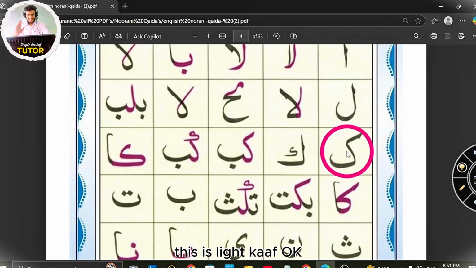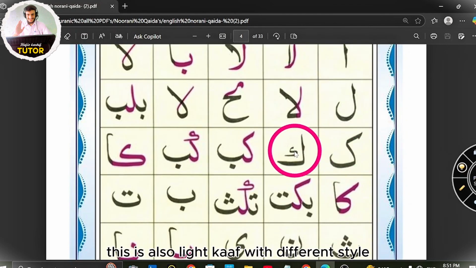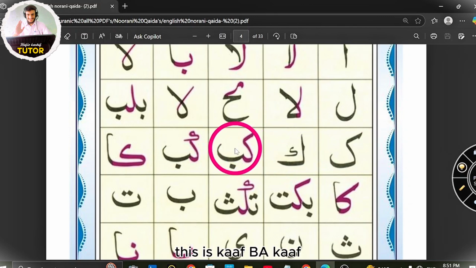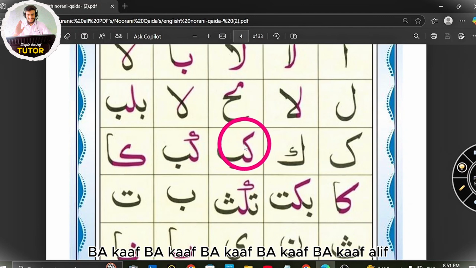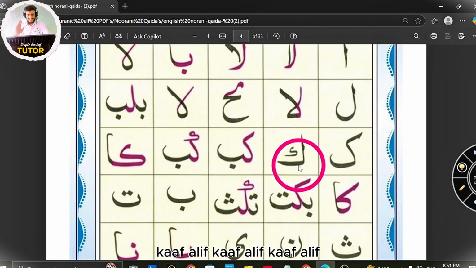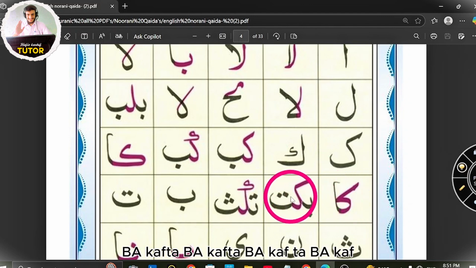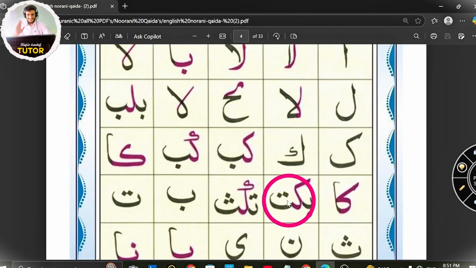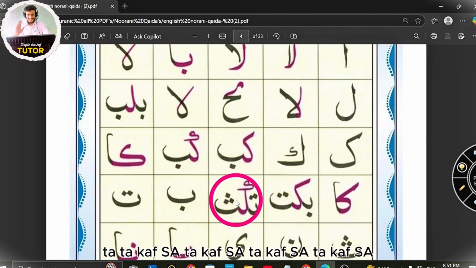This is kaf, light kaf. This is also light kaf with a different style. This is kaf ba. Kaf alif. Ba kaf ta. Ta kaf tha.